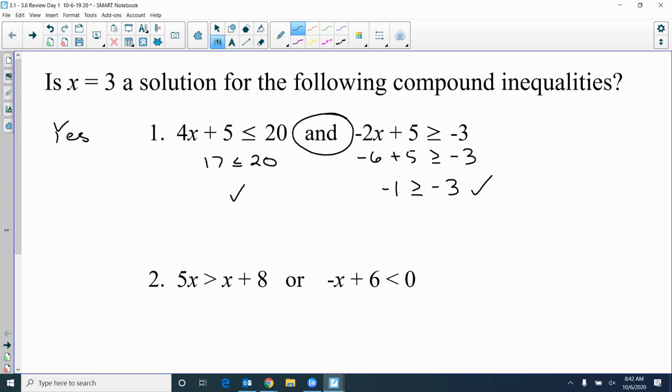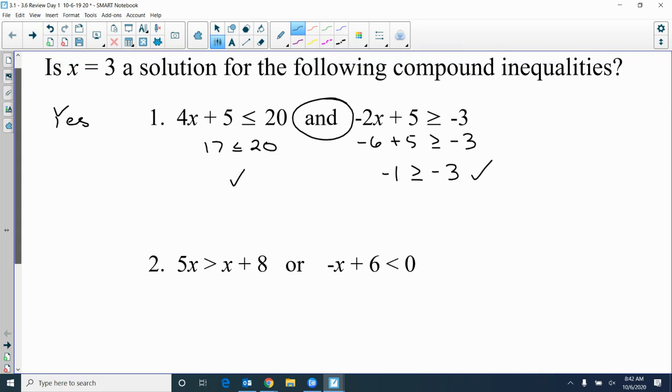All right, London, how about number 2? Do you think that's a solution? Were you able to answer that? Yes or no? No. She says no. All right, let's take a look at it. Plug in the number 3. 5 times 3 is 15. And then 3 plus 8 is 11. Is 15 greater than 11? Yes. Okay, we say yes.